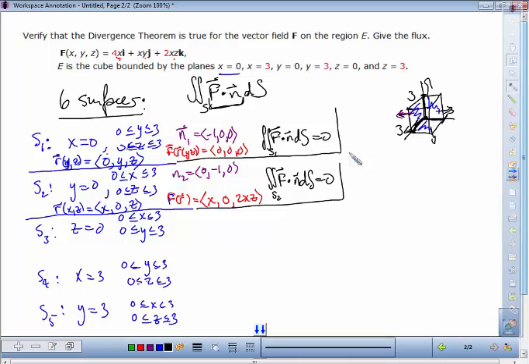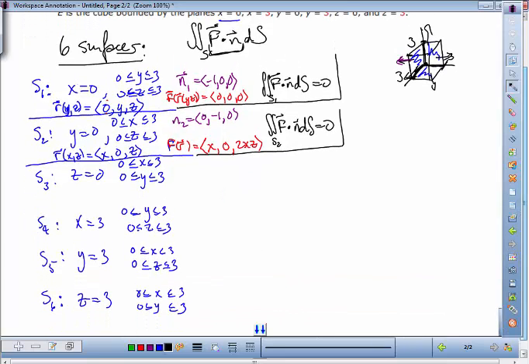All right. So far so good. The next one, our z is equal to 0. That's the bottom of our solid cube, and so we have a normal vector pointing directly down. So n3, the third normal vector we're looking at, is 0, 0, negative 1.